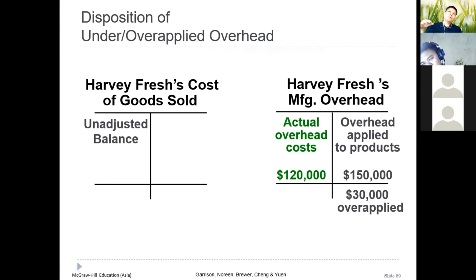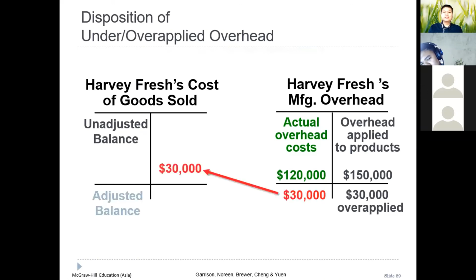Diba sabi natin, kapag over-applied, bawasan mo yung cost of goods sold or bawasan mo yung tatlo? Yung cost of goods sold, work in process, at saka yung finished goods. Paano mo babawasan kung nasa credit side? E di debit mo. So the entry is to debit manufacturing overhead. Magsi-zero na siya. So i-credit mo ngayon si cost of goods sold o kaya yung tatlo. Never mind if you don't understand that. Since over-applied siya, i-debit mo si manufacturing overhead, credit mo si cost of goods sold. Right?